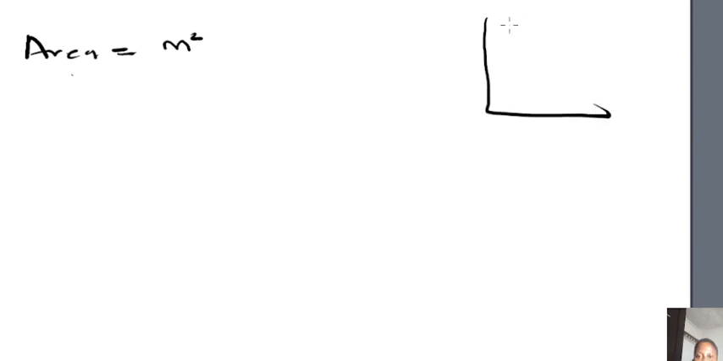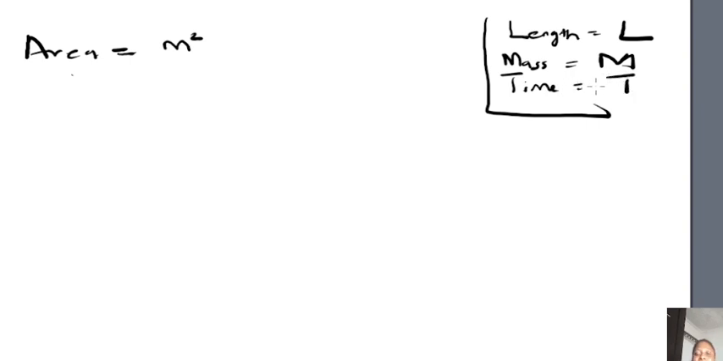So now, in the previous lessons we derived so many quantities. The first one we derived was what? We derived area, right? So area was what? Meter square. Don't forget what I told you: for dimension, our length will be represented as capital L, our mass will be represented as capital M, and our time will be represented as capital T. So this is what we're going to use in our dimension.